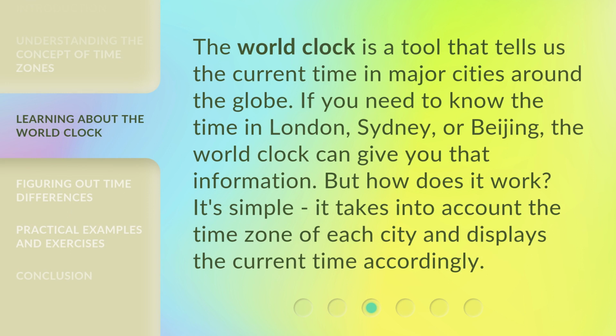The world clock is a tool that tells us the current time in major cities around the globe. If you need to know the time in London, Sydney, or Beijing, the world clock can give you that information. But how does it work? It's simple. It takes into account the time zone of each city and displays the current time accordingly.